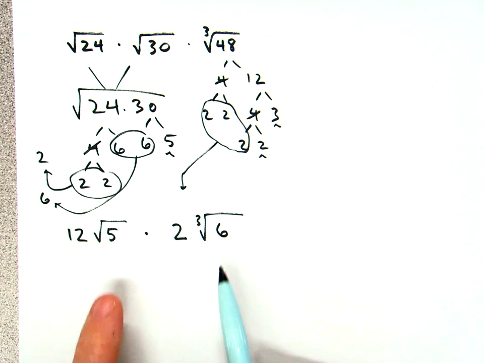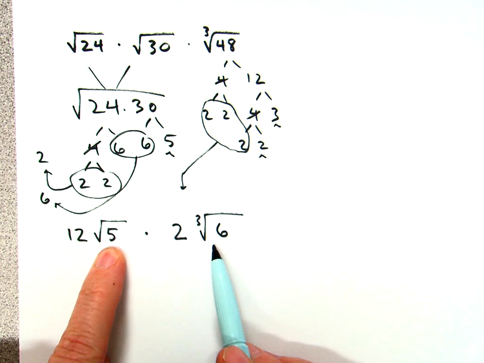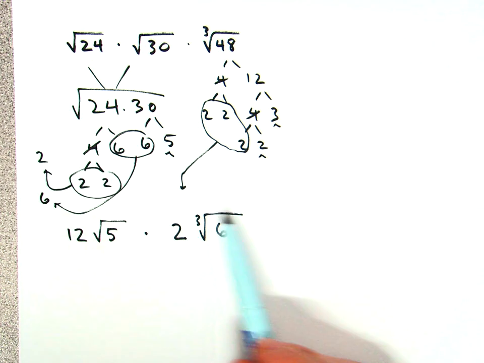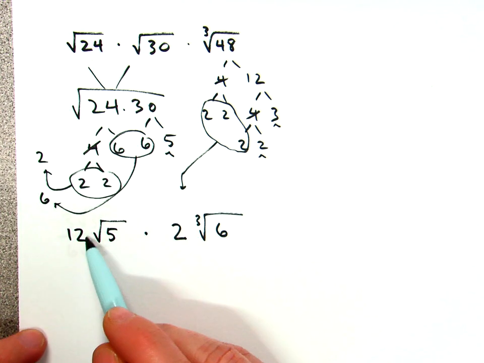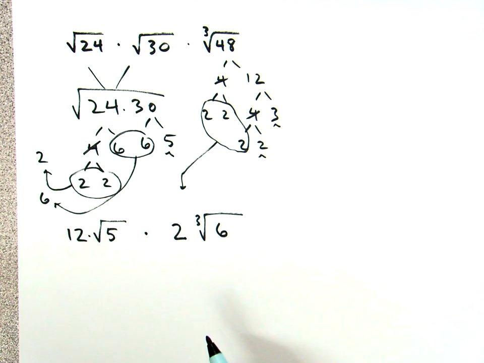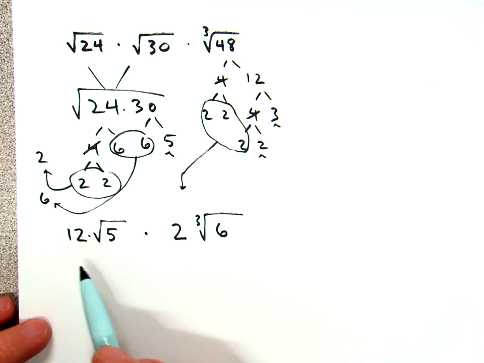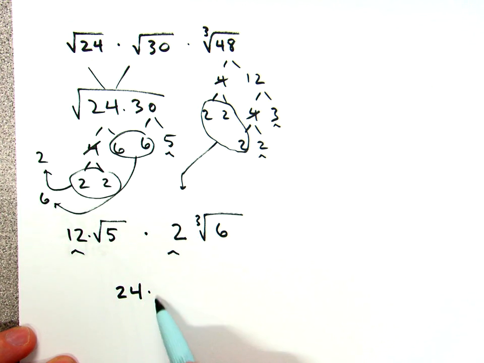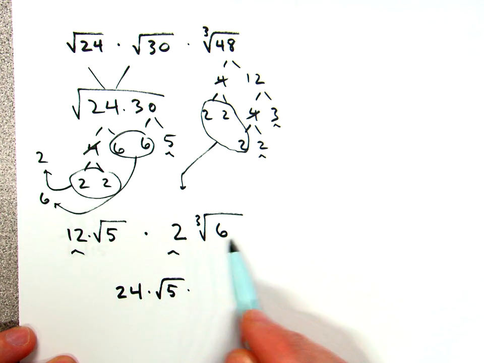Right? So I can't multiply these roots together. So I'd have to leave it as root 5 times cube root of 6. I mean, technically we can multiply the 12 and the 2 together, though. So if we wanted to, we could say 12 and 2 is 24 times root 5 times cube root of 6.